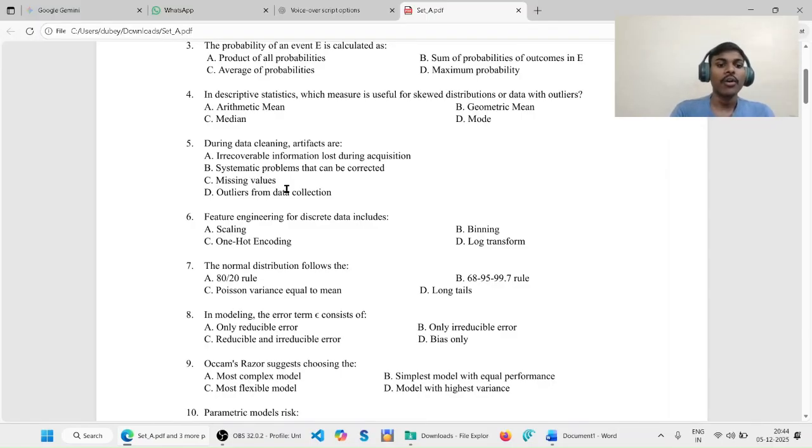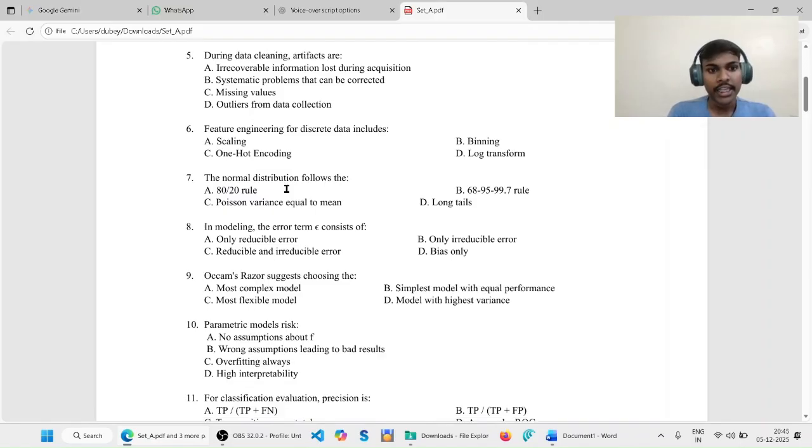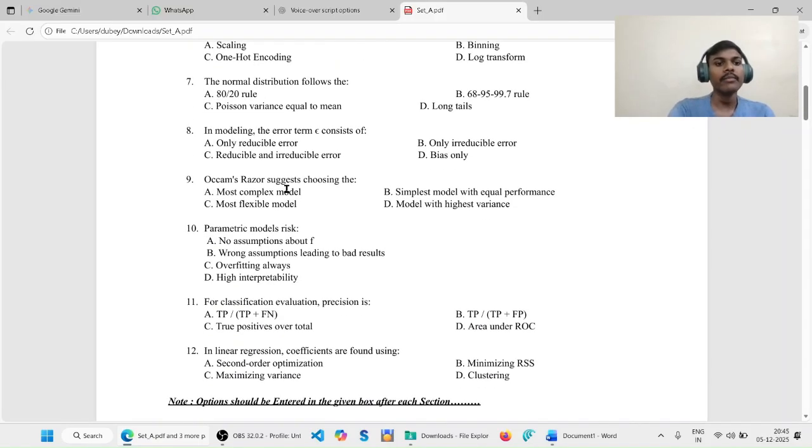Question 7. The normal distribution follows the 80-20 rule, the 68, 95, 99.7 rule, Poisson variance equal to mean, or the long tails. The correct option is option B, the 68, 95, 99.7 rule. This rule shows how data is spread around the mean in a bell curve. Most values fall within 1, 2, or 3 standard deviations. It is widely used for confidence intervals and detecting outliers.